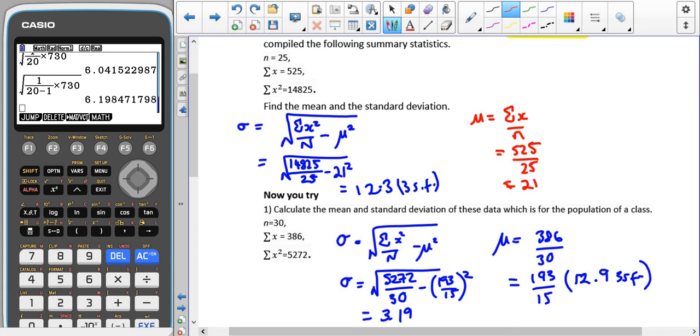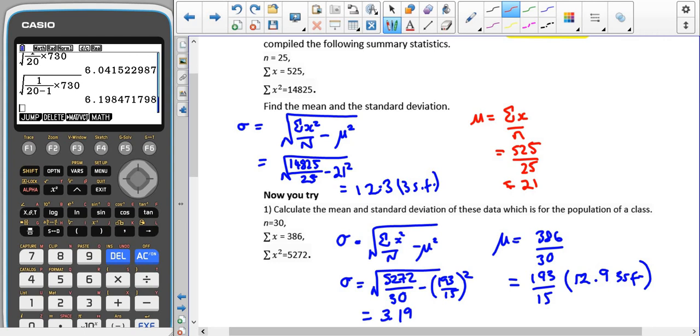So for the first one, we've got calculate the mean and the standard deviation for the data, which is the population of a class. Because it says population in the question, I would suggest using the population formulas, which gives us those formulas there. You can see the square root of the sum of x squared over n minus mu squared. For the mu, we've got 386 divided by 30, which gave us 12.9 to 3 significant figures.